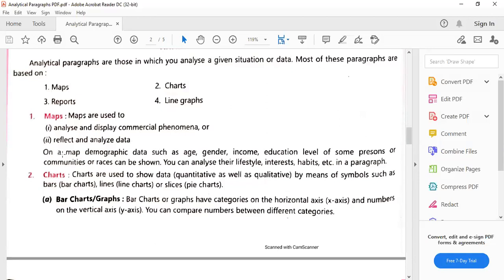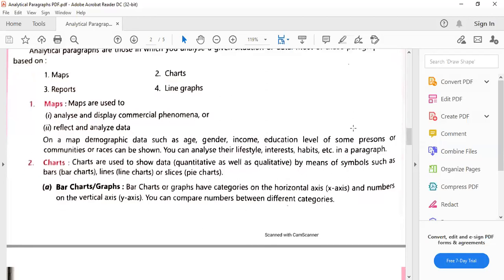Reflect and analyze data. On a map, demographic data such as age, gender, income, education level of some persons or communities or races can be shown, and you can analyze their lifestyles, interests, habits, etc. in a paragraph. So in this way, you can be given a data on a map in demographic form, and you know that in maths you get all these type of, on one side you are mentioning about the age, gender, income, or the level of the people, their interests, their habits, and here what you have to do is you have to bring that data in the form of a paragraph.